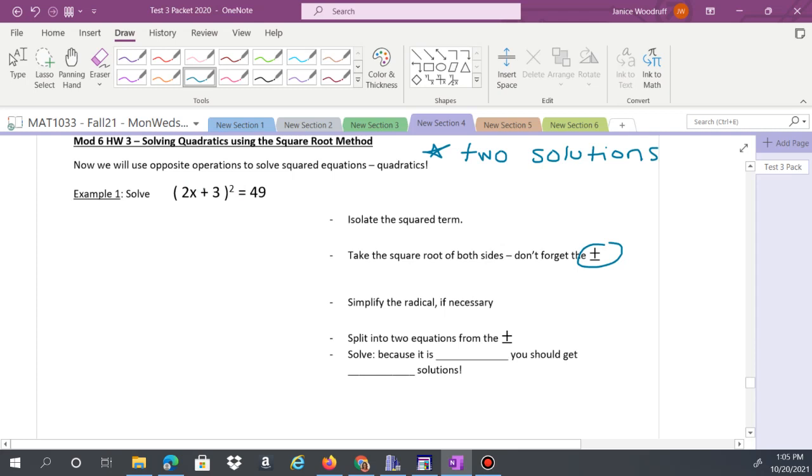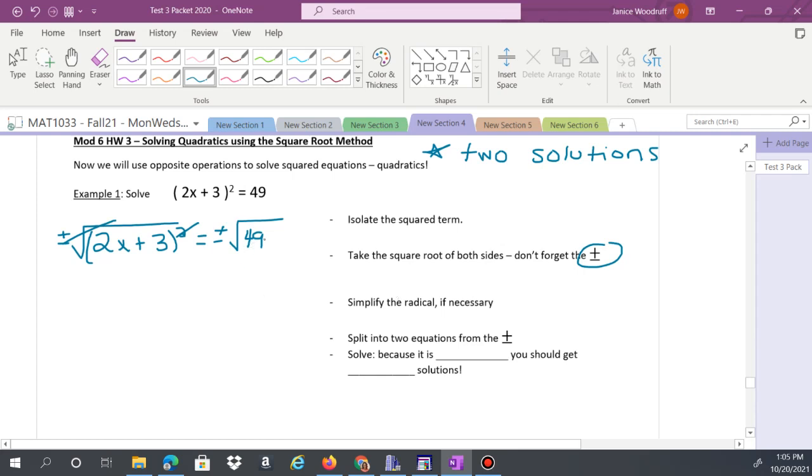If I take the square root of both sides of this, I'm going to go square root of 2x plus 3 squared equals square root of 49. And I'm doing plus or minus. On this side, it doesn't really matter because it's just going to cancel out this squared. But on this side, this will matter because that gives you two solutions. That gives you a positive 7 and a negative 7.